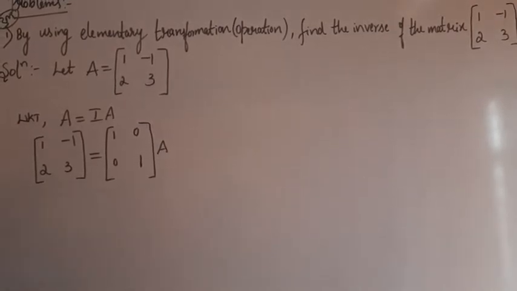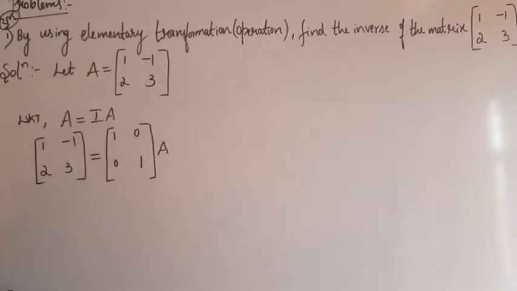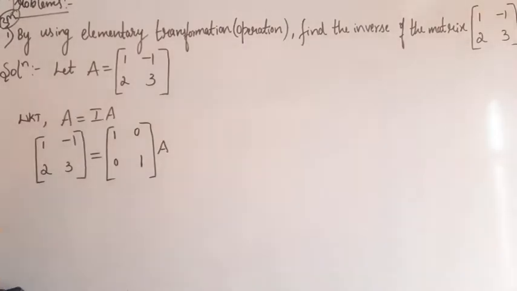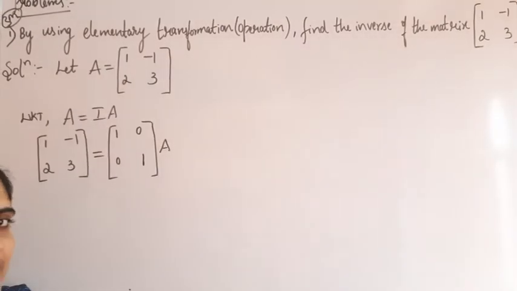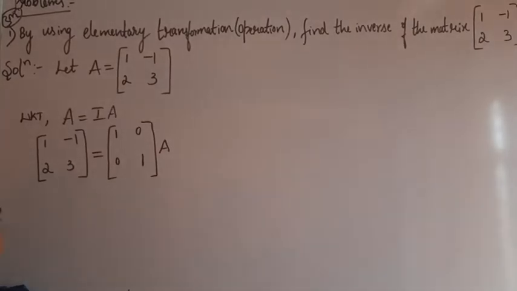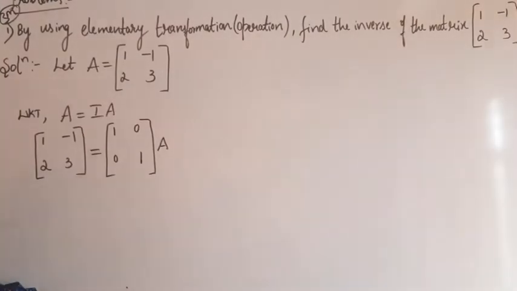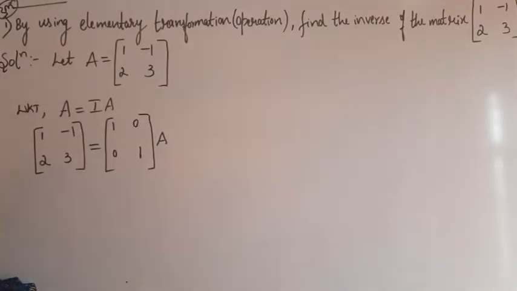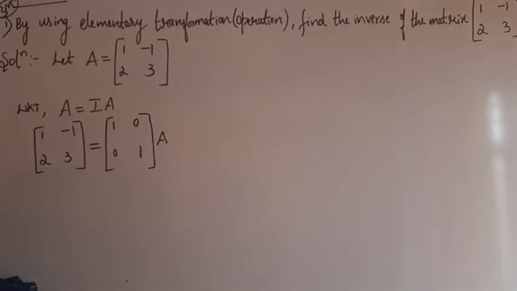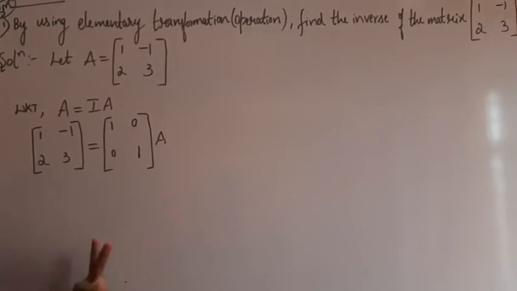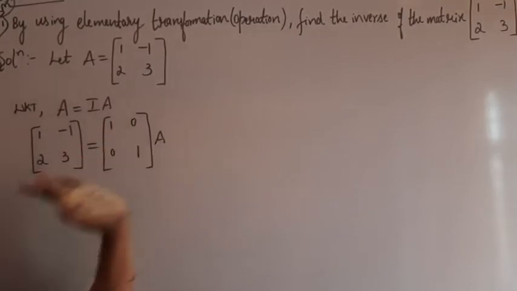Okay, so we can interchange any 2 rows. Second point: multiplying the elements of any row or column by a non-zero number. Third one: a multiplication of any row or column by a non-zero number can be added to another row or column of the corresponding elements. Right, these are the 3 points we have to apply here to find the inverse of the matrices.